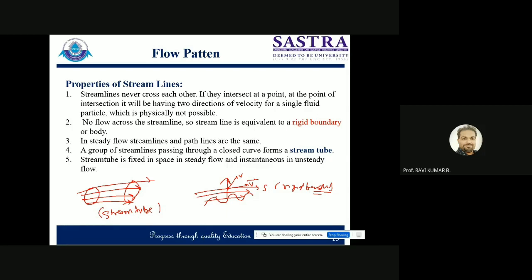This is also imaginary, right? We are imagining it in the flow. Some n number of streamlines are passing through some closed curve. Those are known as stream tube.